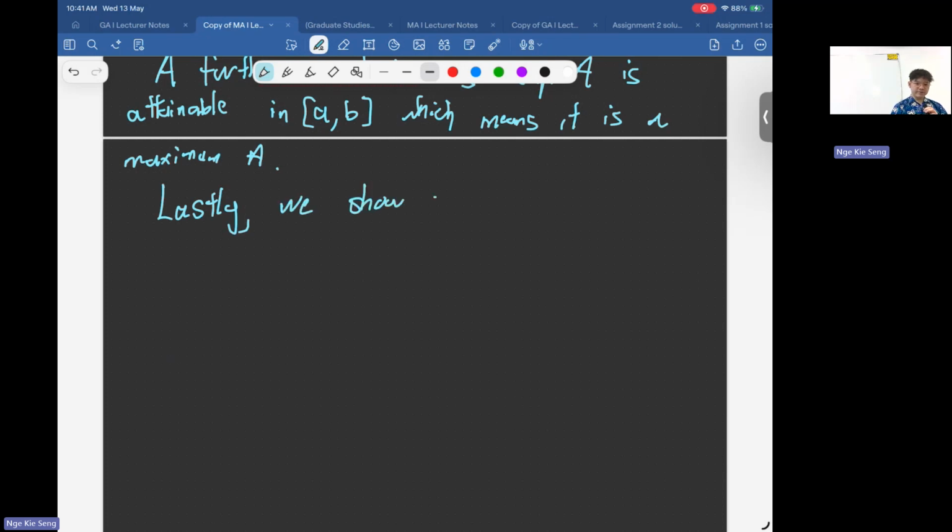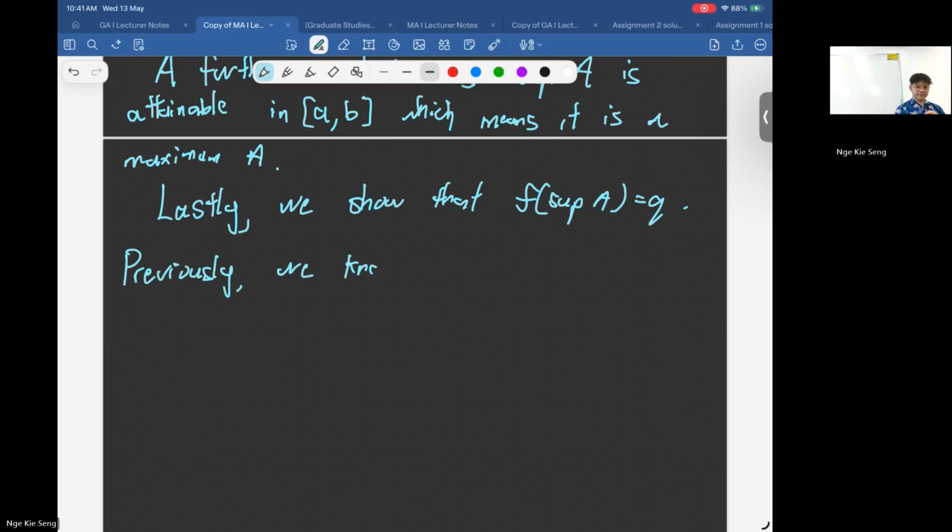Okay, so finally we go to a question by Chiang. Lastly, we show that f of sup A must be q. You want to show these two things are equal, so you need to show less than or equal to and greater than or equal to, right? By the set condition, automatically we know that f of sup A is less than or equal to q.